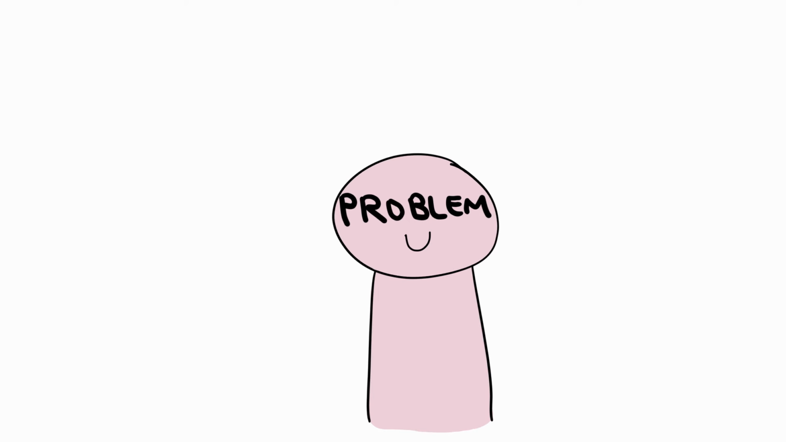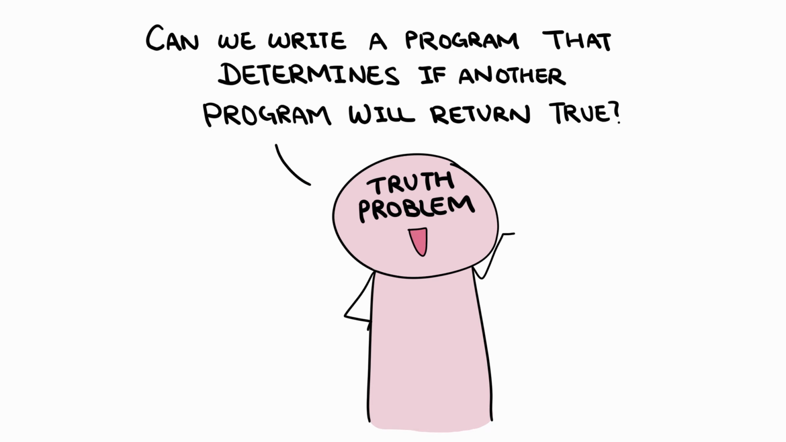We'll now look at an example of how we use reductions to show that a problem is undecidable. Let's say we want to show that this problem is undecidable. Let's call it the truth problem. The truth problem asks whether we can write a program that determines if another program will return true. So how can we show that the truth problem is undecidable through a reduction?